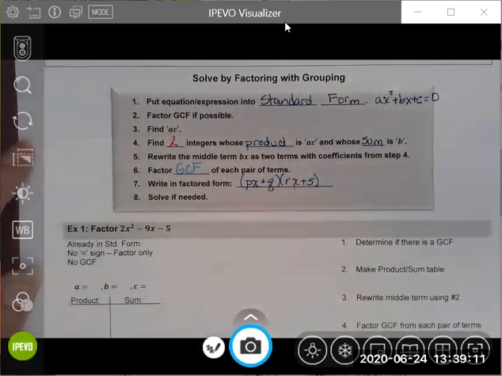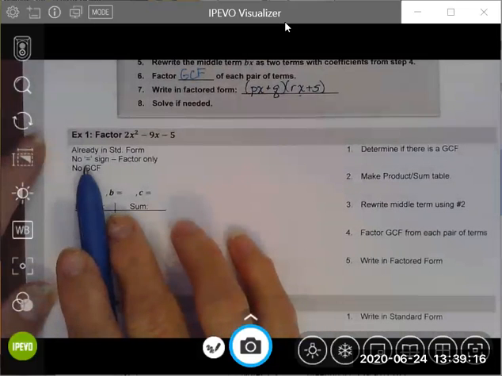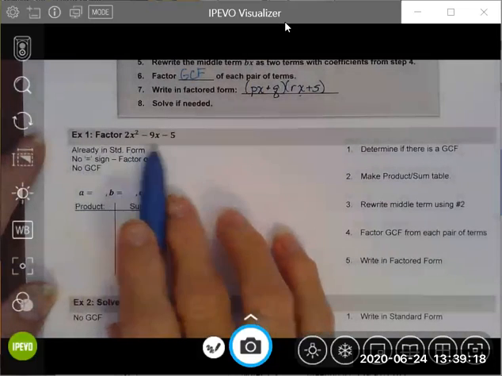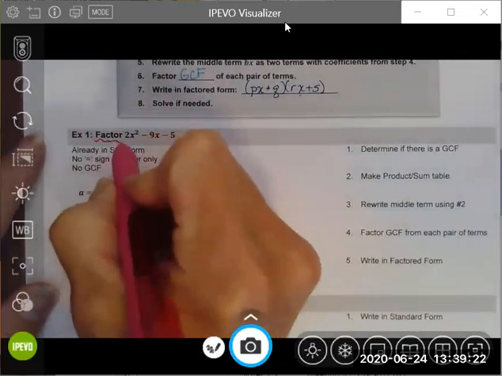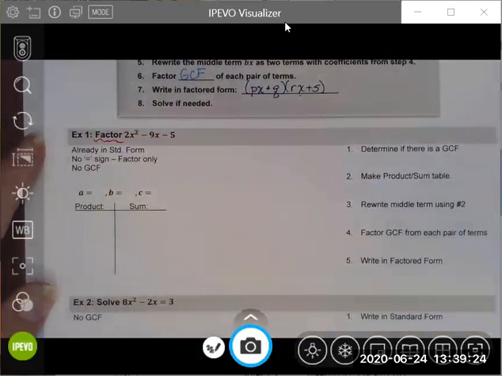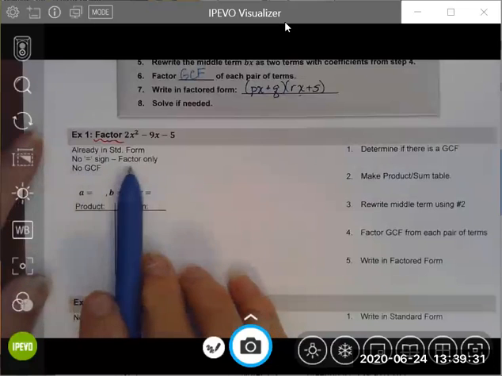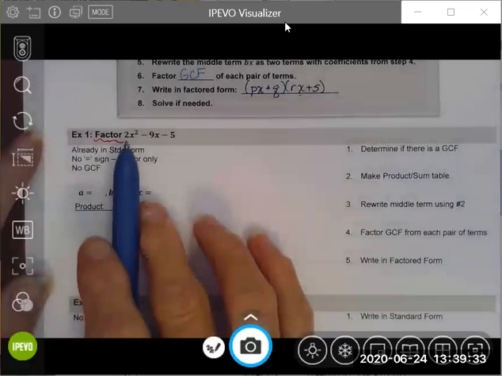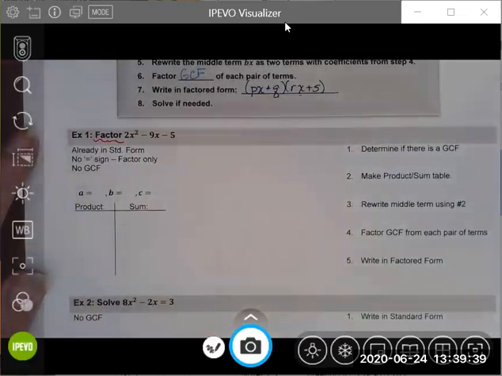All right, so let's look at an example, because that's sometimes the way we learn best. The first thing I notice is that this one is already in standard form. It's asking me to factor the quadratic, so I'm not actually going to go through the steps of solving. There is no equal sign, so I'm just going to factor. What I notice is that 2, -9, and -5 have no greatest common factor, so I don't need to factor out the greatest common factor.